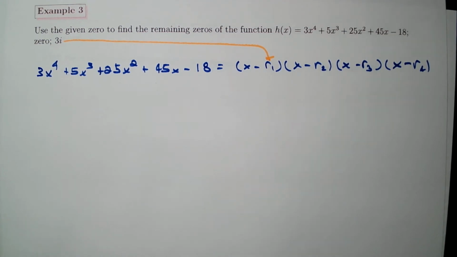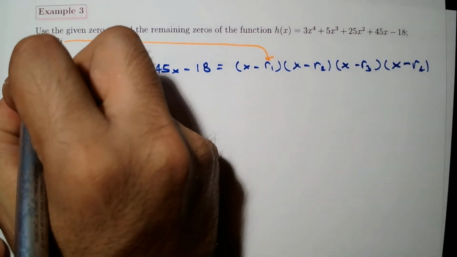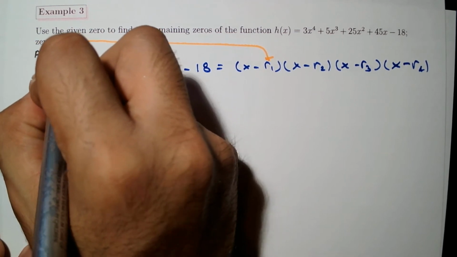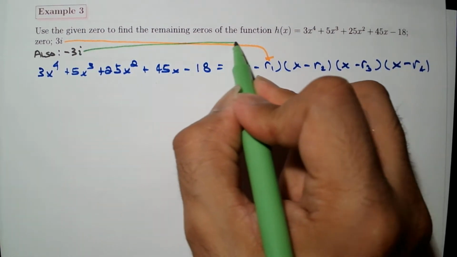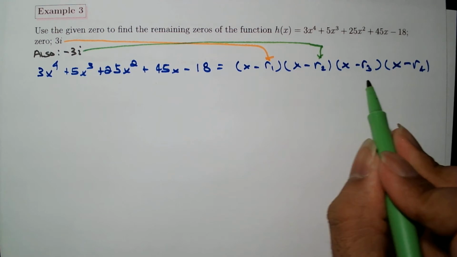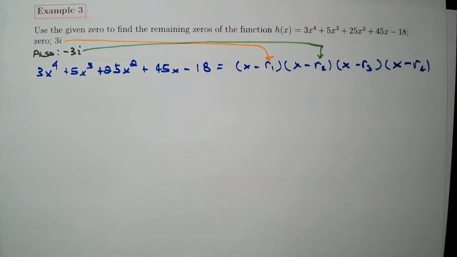One of the zeros is 3i. By the conjugate pairs theorem, there exists another zero, which in this case will be negative 3i, which is its conjugate, and that one will be here. The other two we'll figure out. Don't worry too much about it. First, let's work with the information that we already have. Let's see how we can use that information.